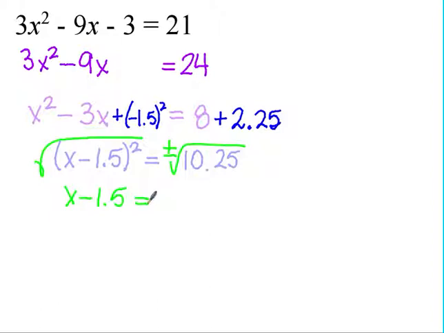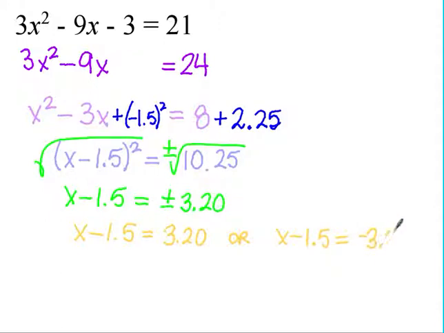Is that rounded? Let's round it to the nearest hundredth. 2 decimal places is always a good rule of thumb. 3.20. Okay, somebody else get 3.20? Okay. What do you do now? Make it into 2 separate equations. So x minus 1.5 equals 3.20, or x minus 1.5 equals negative 3.20.